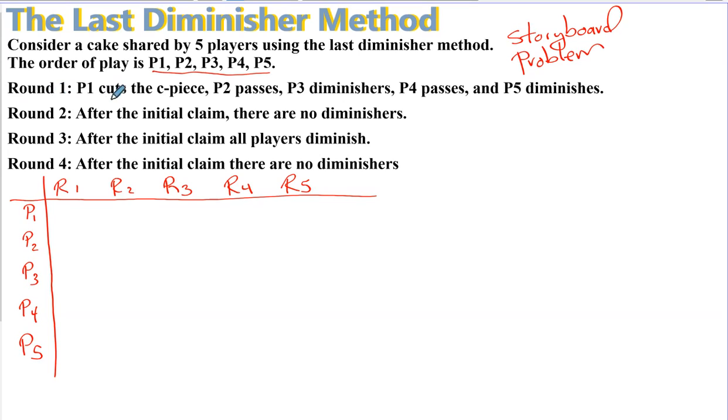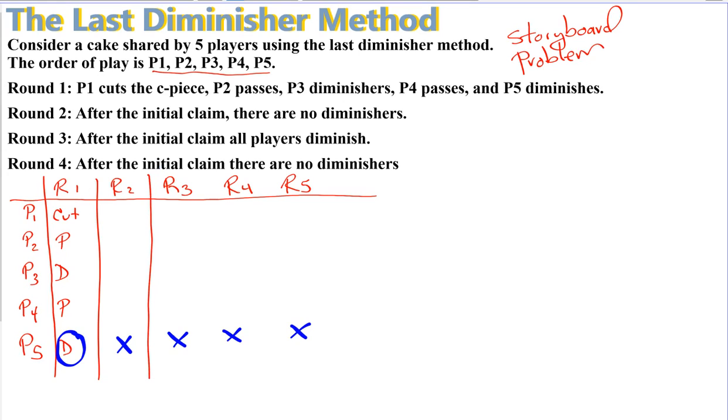And here it says round 1, player 1 cuts the C piece. So I'll put cut. And after that, it says player 2 passes. Player 3 diminishes. Player 4 passes. And player 5 diminishes. Reading through that, you should be able to determine who was the last diminisher. And since player 5 was the last diminisher, player 5 will win the piece, and player 5 will be excluded from all future rounds because you only get one fair share.